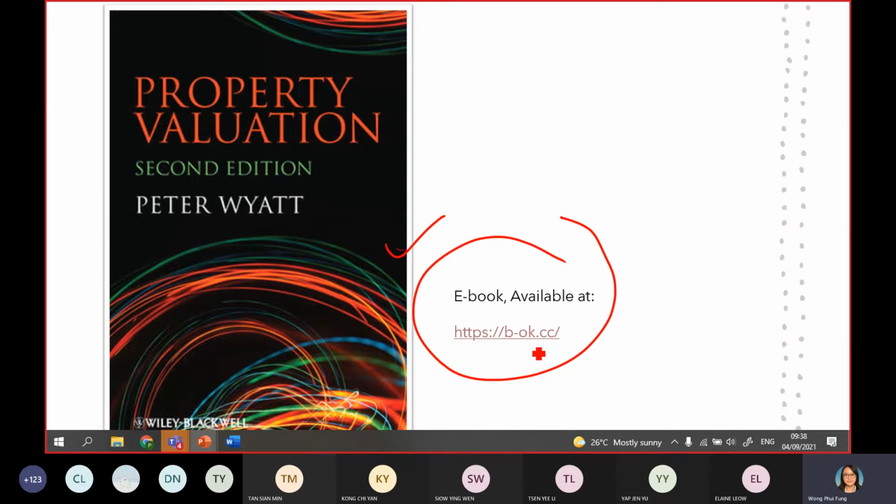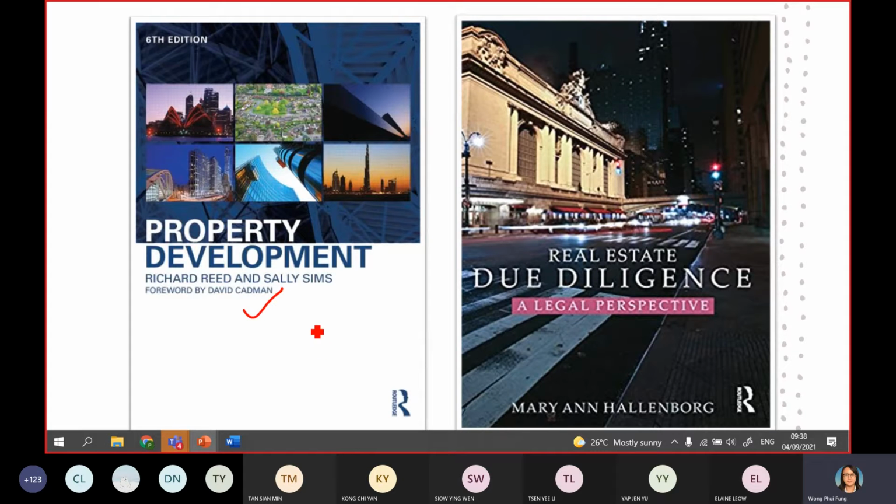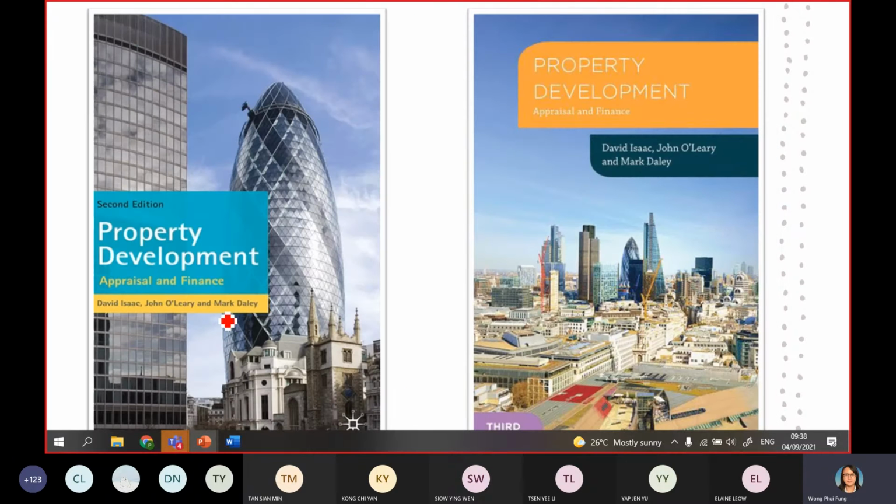And then these two property development books you can also refer to. The due diligence book is mainly related to the due diligence chapter. And for the appraiser, property appraiser, risk funding, for those few chapters, you can refer to these two books. Generally, they are the same, just that this one is the second edition, this one is the third edition. But basically, the content is quite similar.